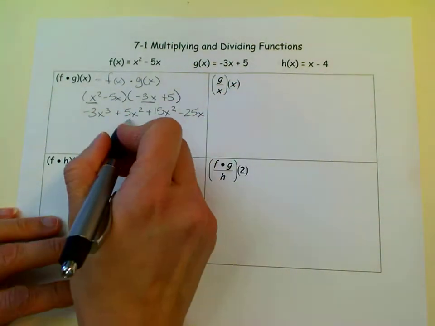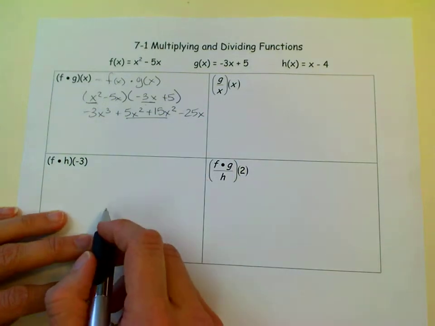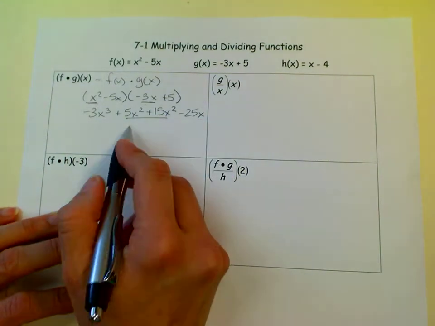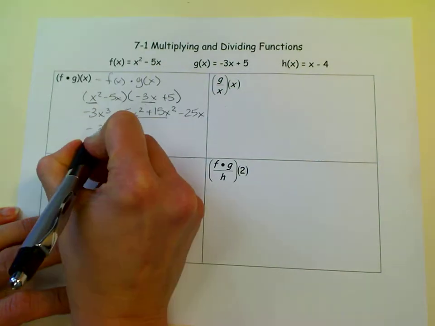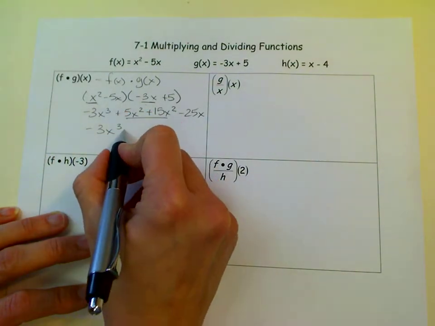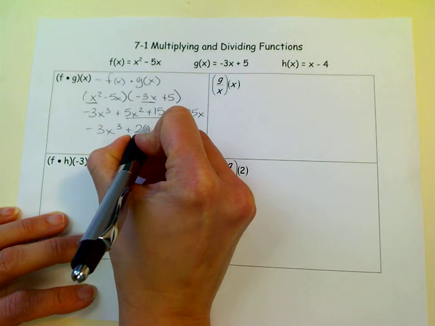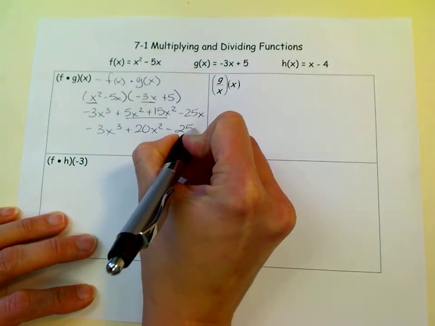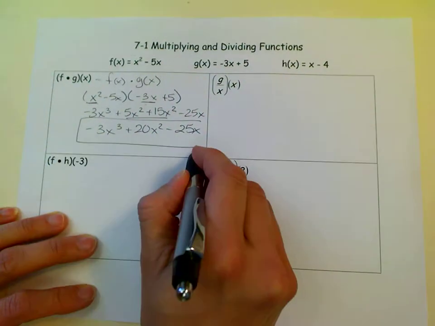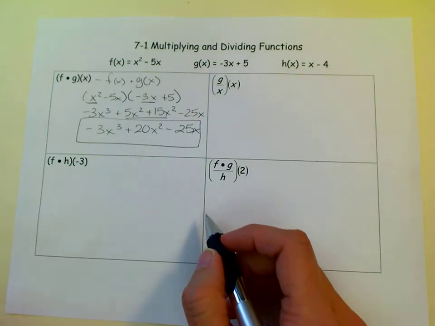And we see if we can combine anything. The middle terms are combinable. So I am going to simplify. So I get negative 3x cubed. When I combine these, I get 20x squared. And then I subtract the 25x, and that is my final answer.